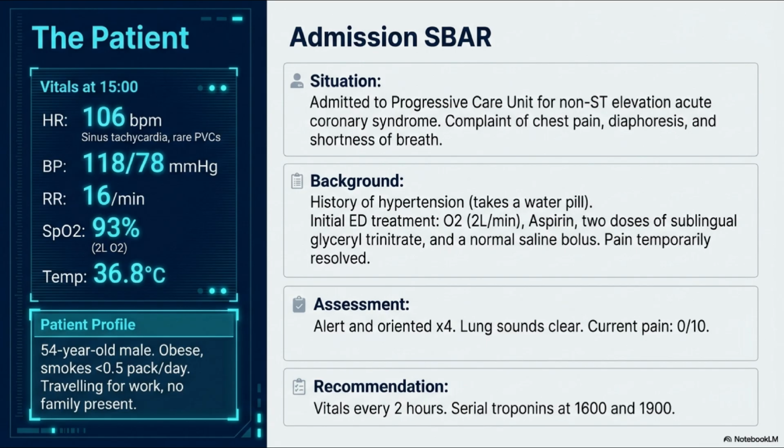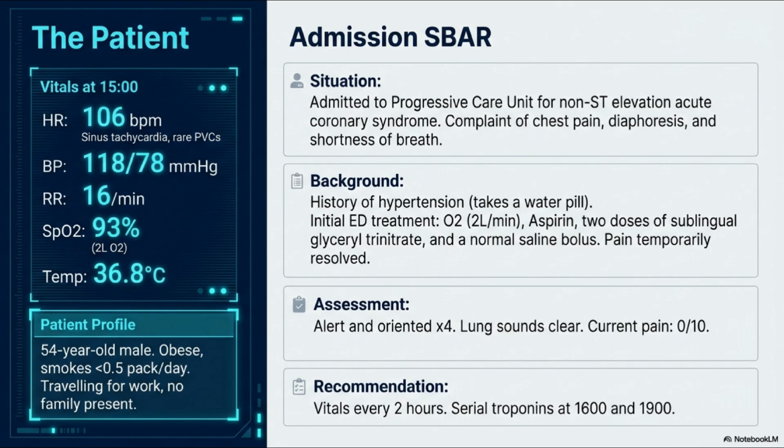Right. His vitals are essentially a smokescreen, though. His heart rate has settled down from 106 to 85. His blood pressure is coasting around 122/73. And his oxygen saturation is a perfect 96% on 2 liters via nasal cannula. So, on paper, the initial ED interventions clearly did their job.